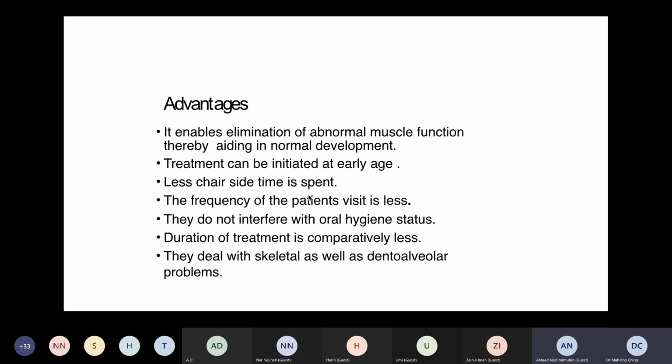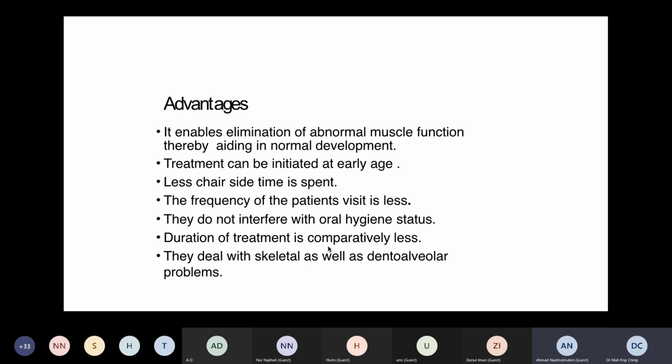And they do not interfere with the oral hygiene status. So this one is common sense. Whenever it comes to removable, you can take it out when brushing your teeth, so it doesn't interfere with your oral hygiene. When it comes to fixed, it is something stuck on the tooth that you cannot remove. They will interfere with your oral hygiene maintenance. So you cannot brush your teeth well. That's a very common problem for fixed appliances.